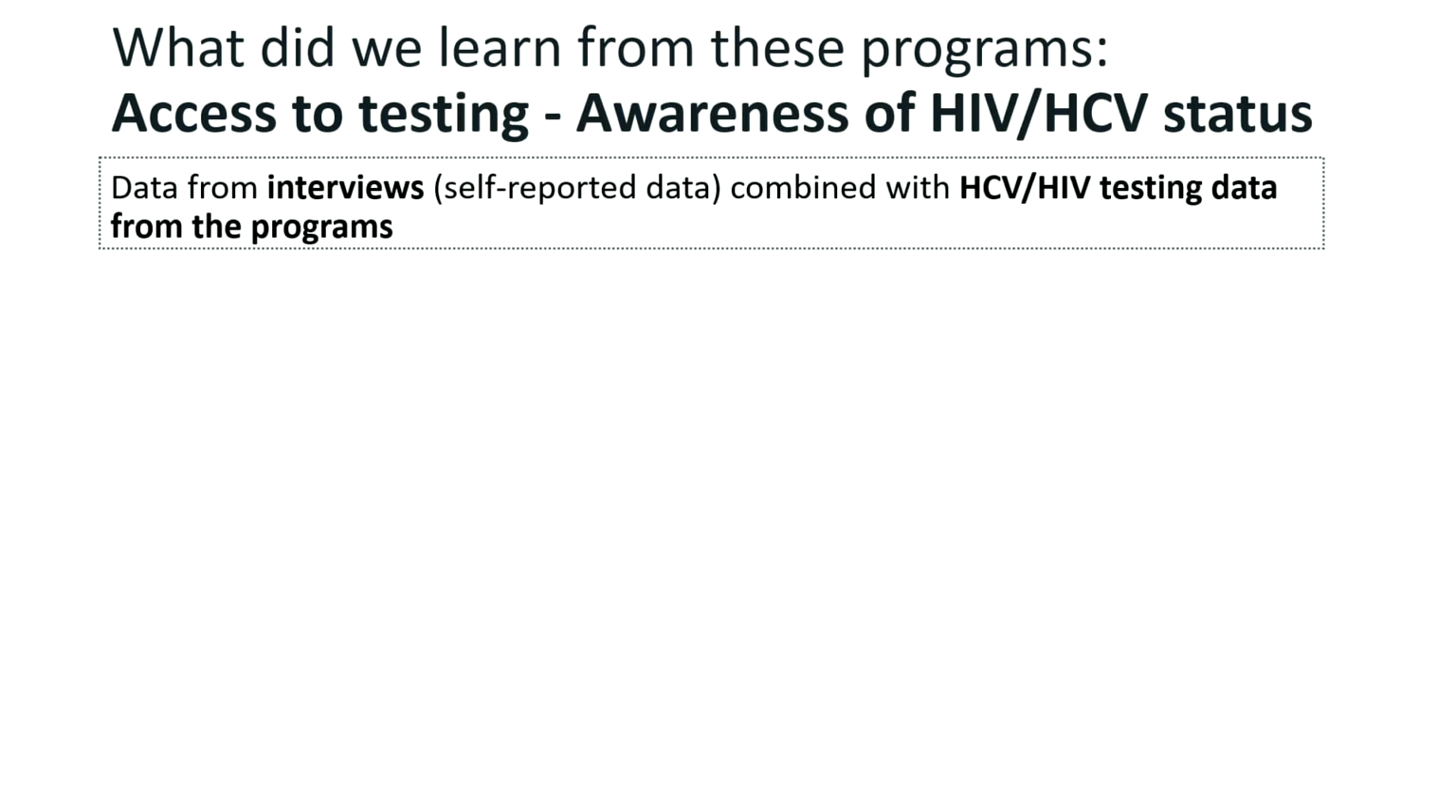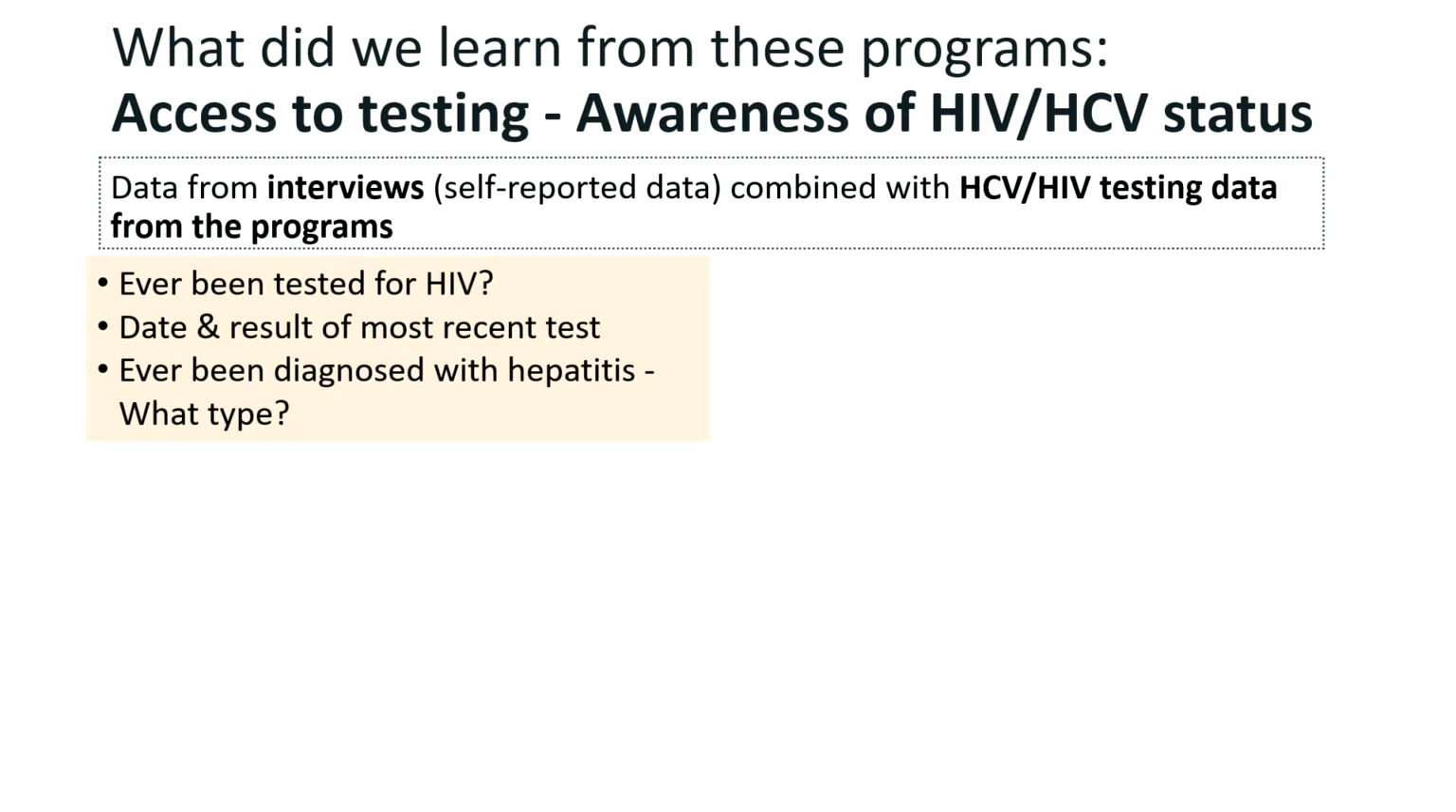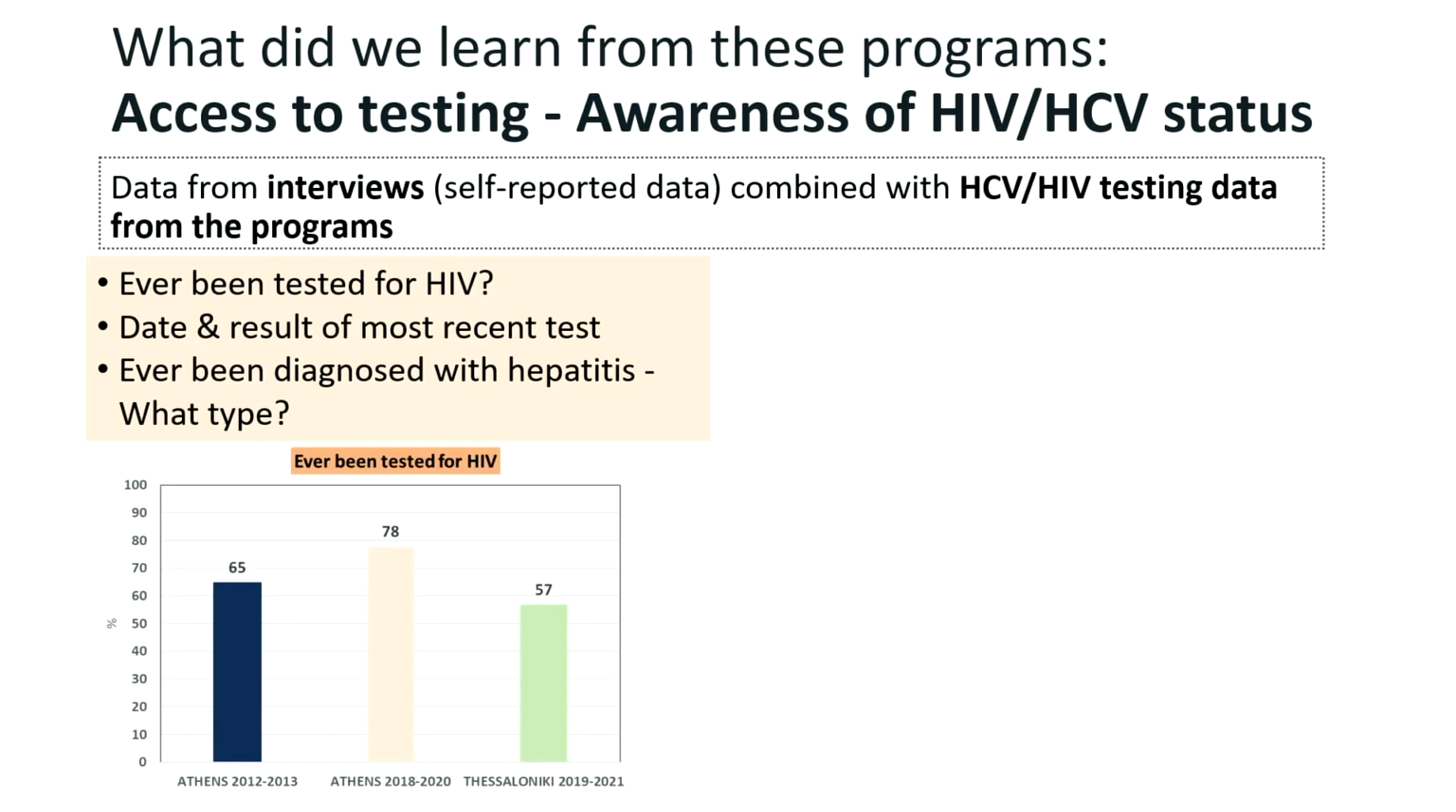Regarding access to testing and awareness of HCV and HIV status, again, we had data from the interviews combined with HCV and HIV testing data performed during the program. So we asked people whether they have ever been tested for HIV, when was the most recent test for HIV and what was the result, whether they have been diagnosed with hepatitis and what type of hepatitis. So for example, whether they have ever been tested for HIV, these are the results. Only in Thessaloniki, for example, only 57% have reported ever being tested for HIV.